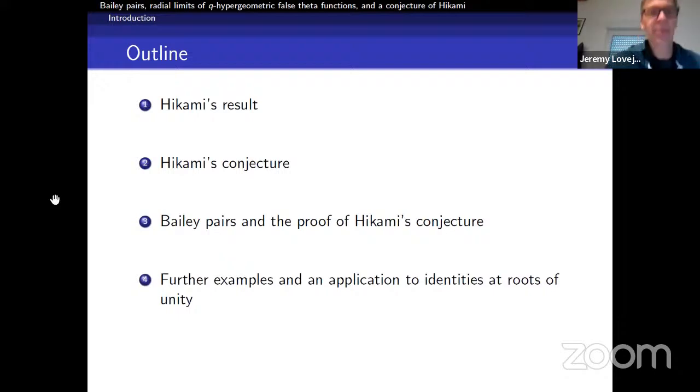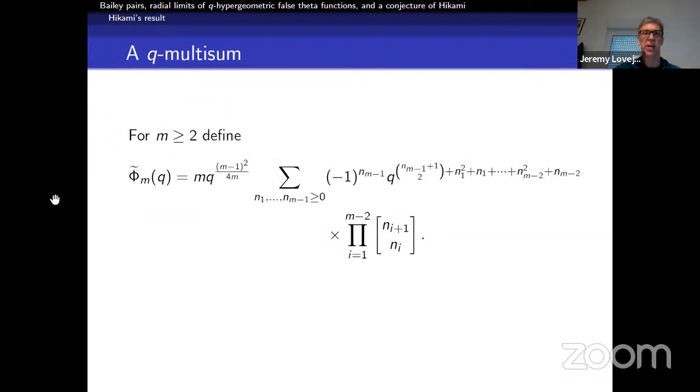Once we see how to do Hickam's conjecture, we will see that we can do this for a lot of different kinds of Q hypergeometric false theta functions. So I'll give some further examples and also talk about an application to identities at roots of unity. These are Q-series identities which hold not inside the unit disk, but do hold at roots of unity. And then I'll conclude with some remarks. Okay, so this is the outline. Let me start with the Q multisum. This is Hickam's result in the first part of this talk.